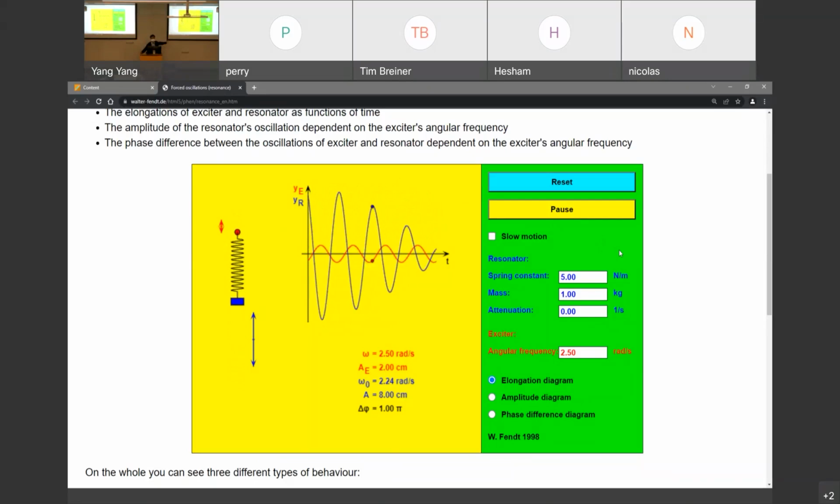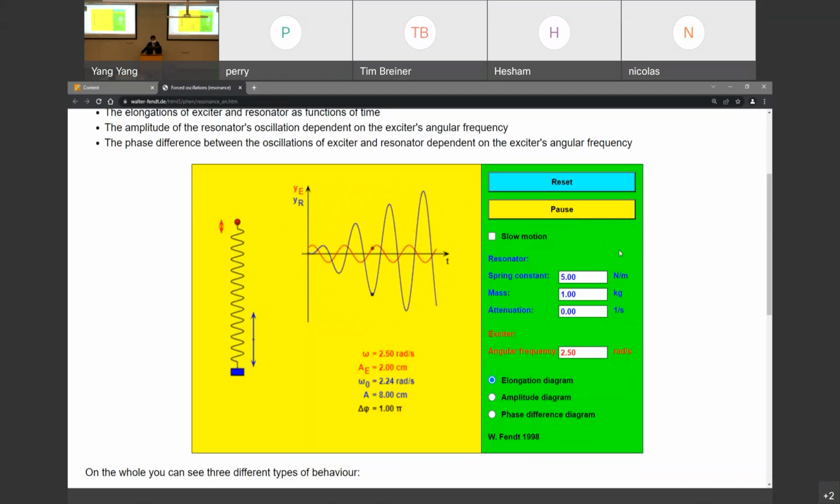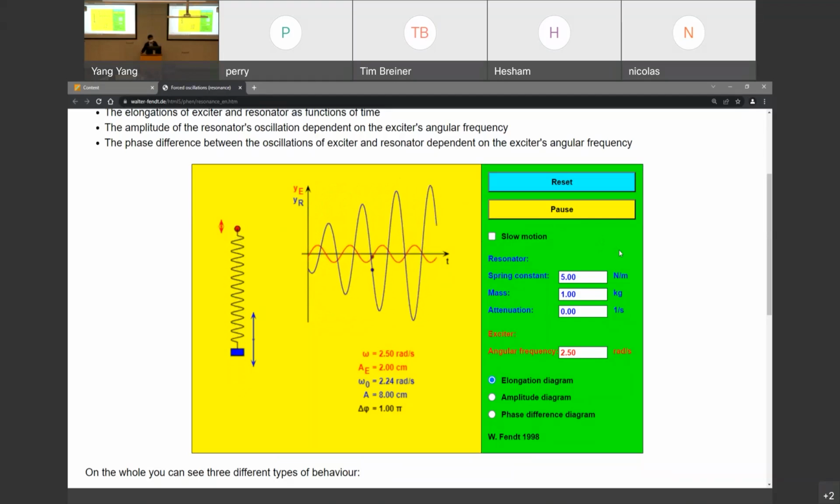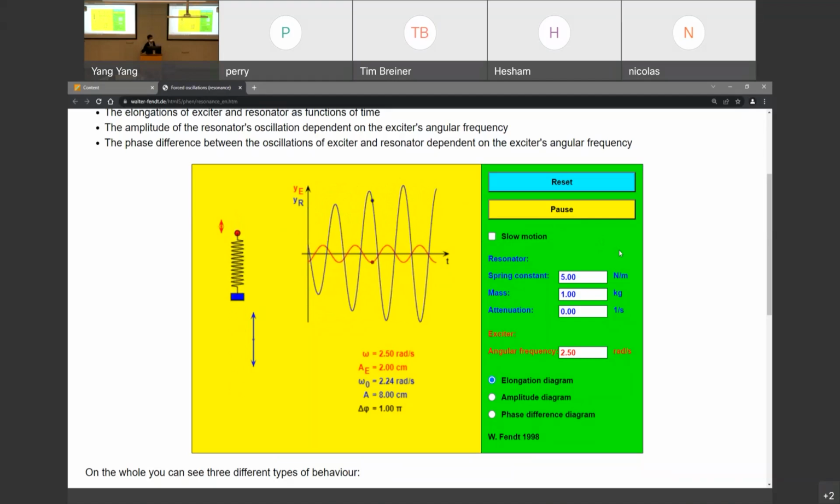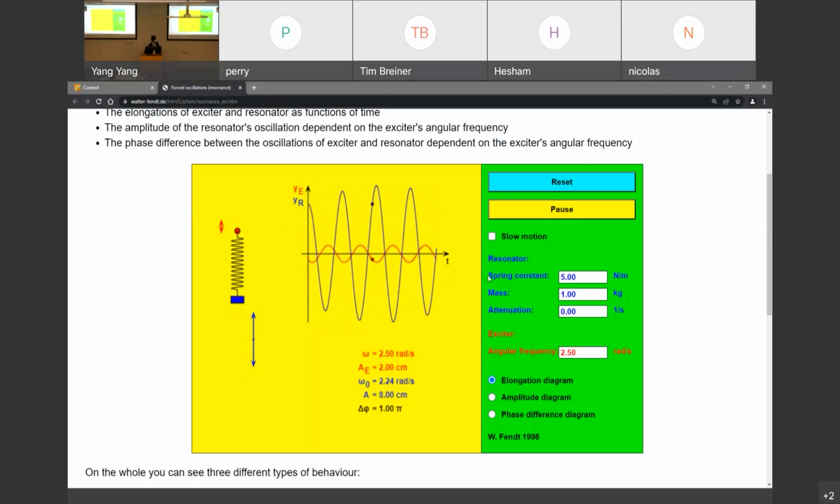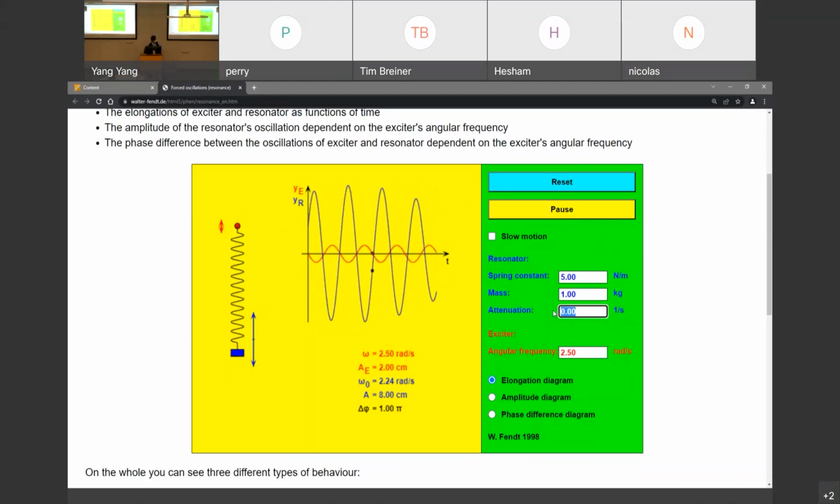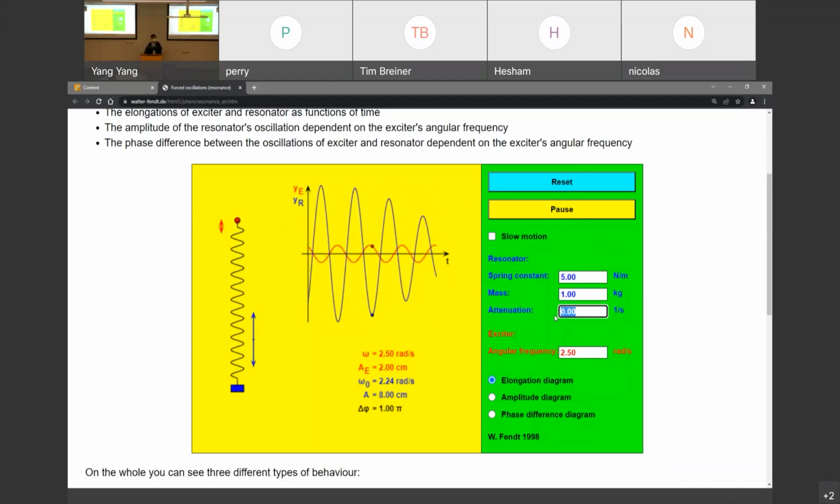But I would say the response of an undamped system is very theoretical, because in the real world, it's very rare to see such types of responses. Imagine if you have damping there, what will happen? Put a damping number.